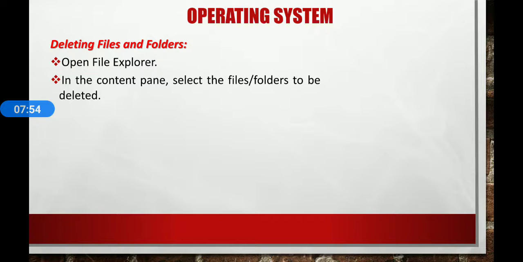Files are permanently deleted only after they are deleted from recycle bin. Emptying the recycle bin also permanently erases the deleted files or folders from the computer. So let's see how to delete. First of all, open the File Explorer. In the content pane, select the files or folders to be deleted.